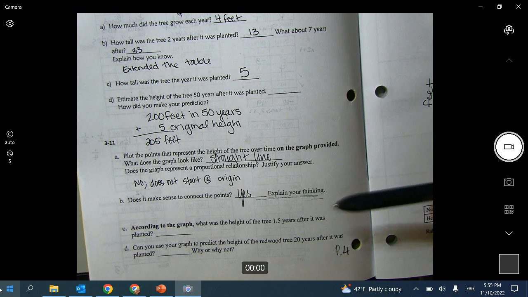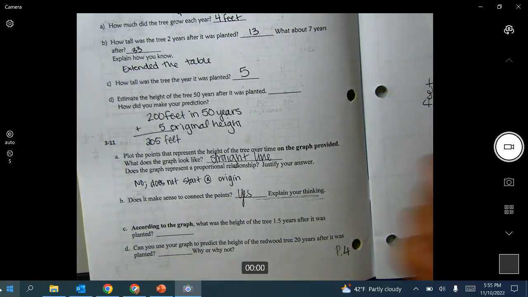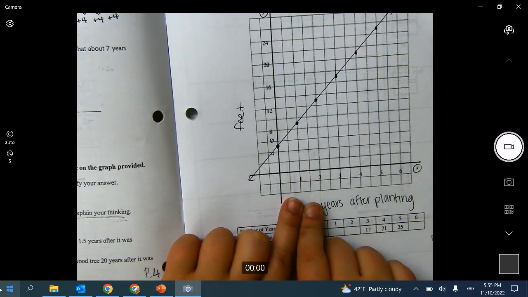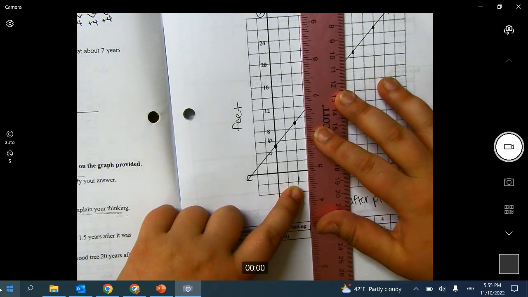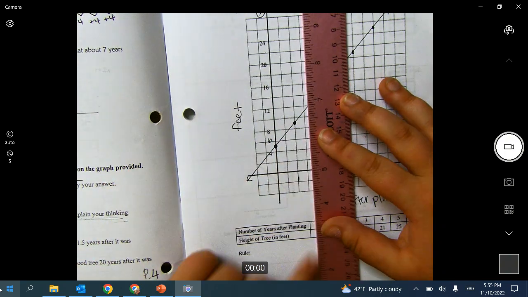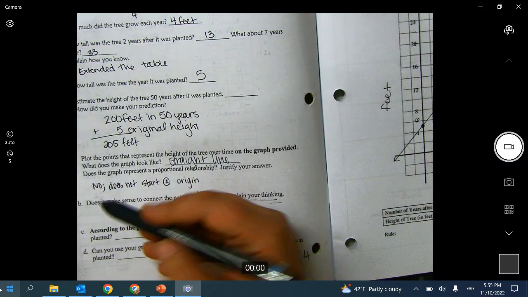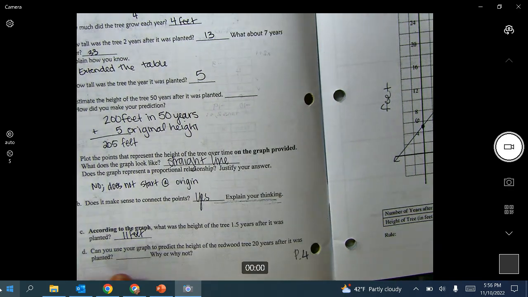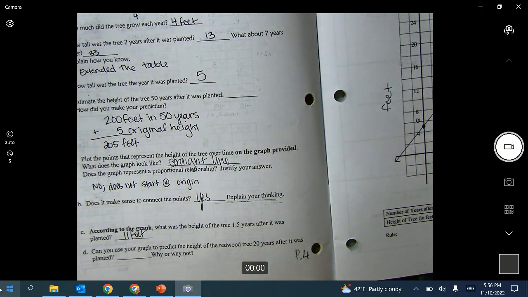And now, like we said, according to the graph, what is the height of the tree 1.5 years after it was planted? So, since we drew that line, I can look at my graph and go to 1.5 years, which means right in between 1 and 2. And I can use this to tell that at that time, it looks like it was about 11 feet at 1.5 years after being planted. But now, can I use my table to predict the height of the redwood tree 20 years after it was planted? Why or why not?